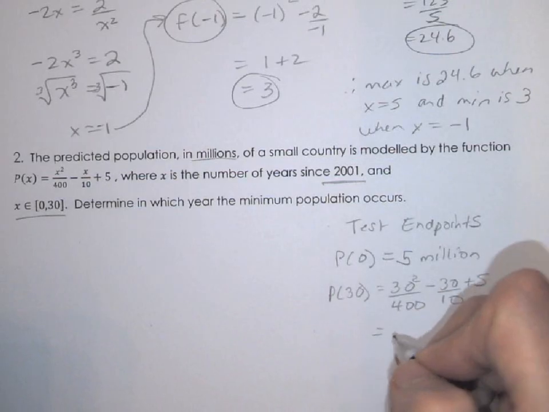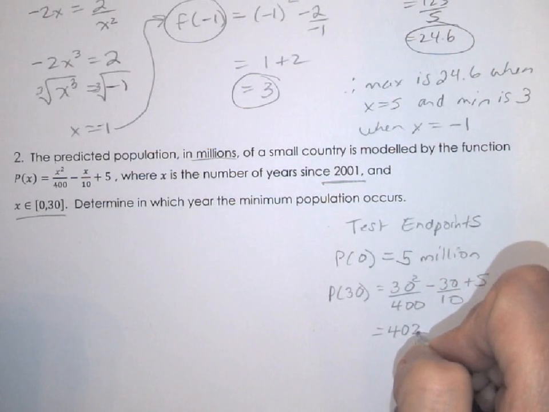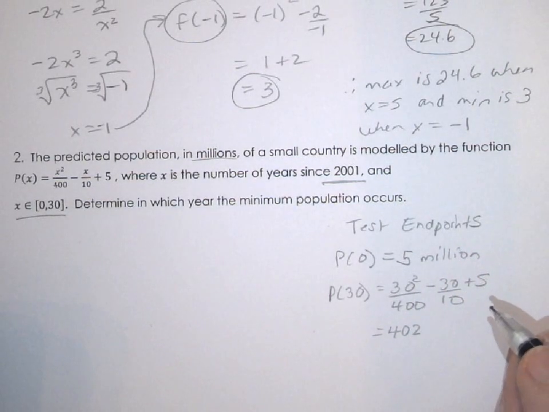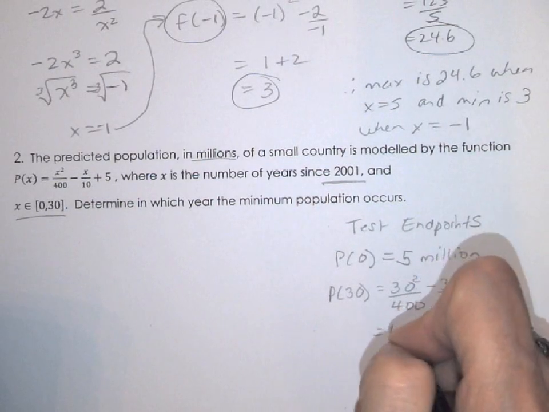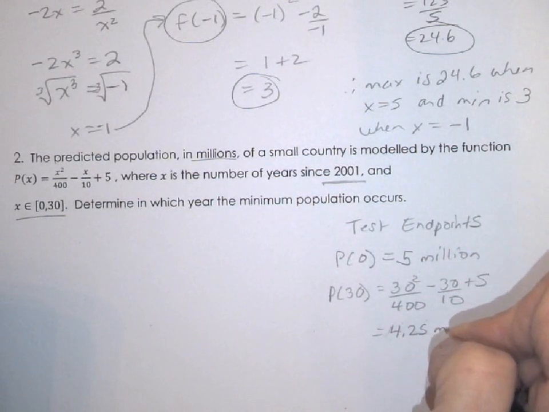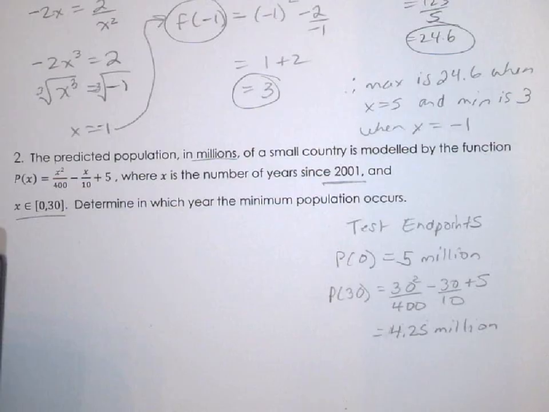And I got 402 million. I don't know, that doesn't sound right to me. 900 divided by 400 is 2.25, minus 3 plus 5, just 4.25. Okay, so 4.25 million. So there's our endpoints.